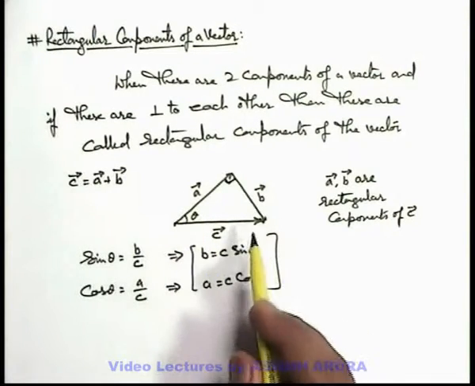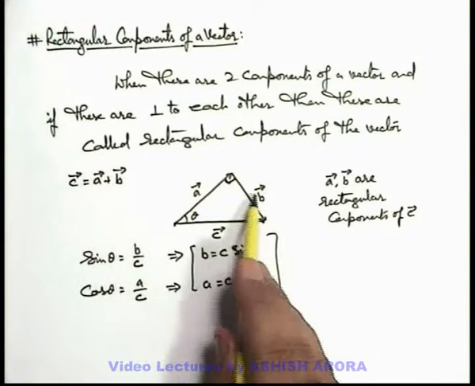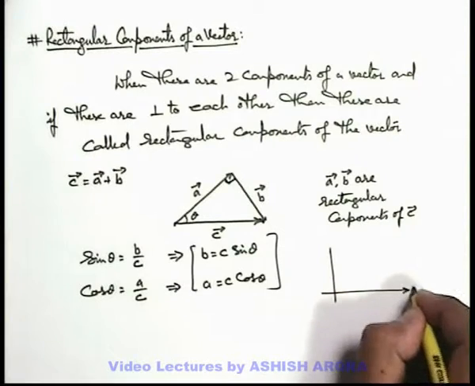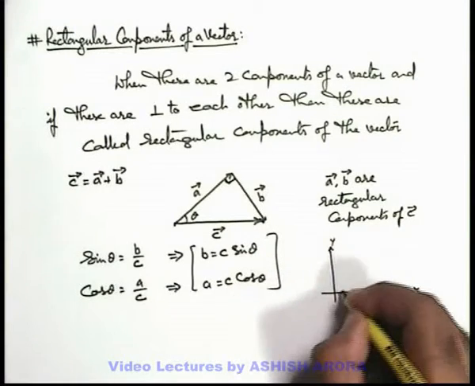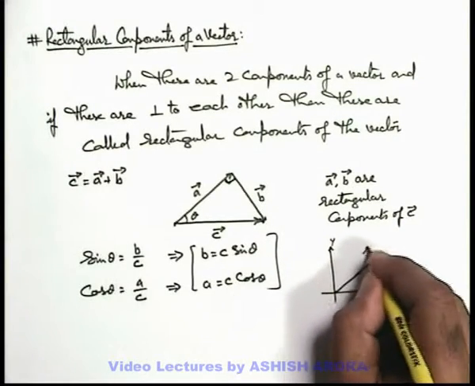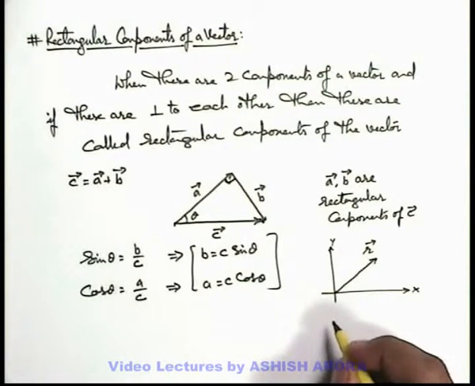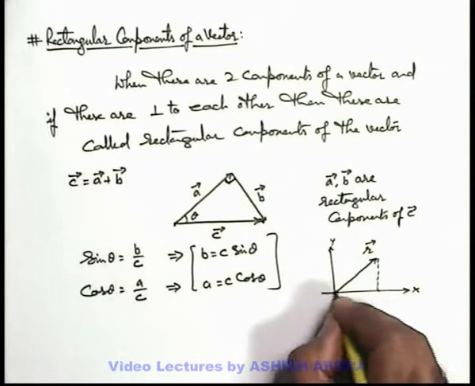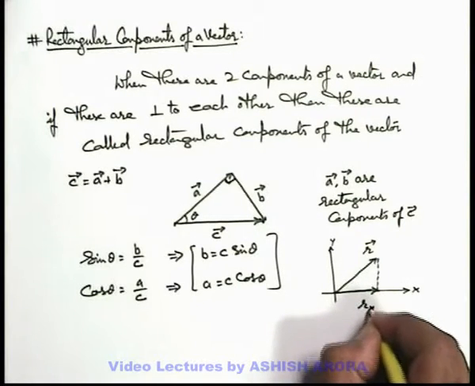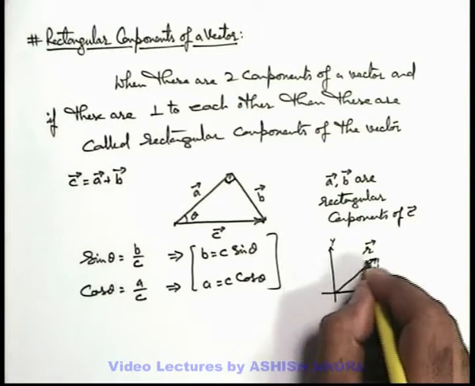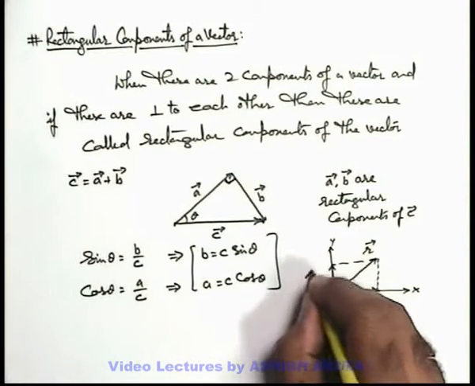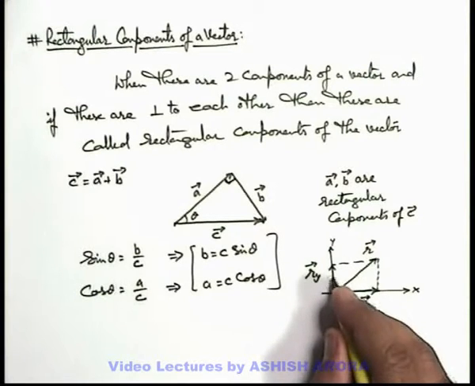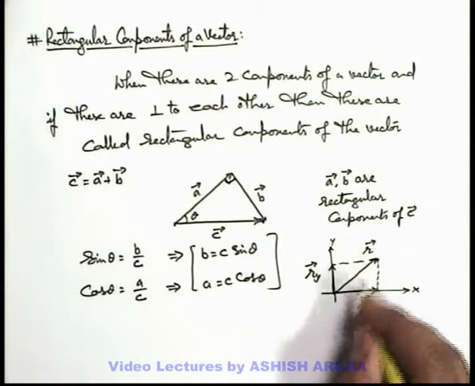We can also resolve any vector into two perpendicular components. Like in the normal coordinate system, say we have x and y axes, and we have a vector r. This vector r can be resolved into two perpendicular components. One is along the x-axis, which is written as rx. The other is along the y-axis, which we write as ry. The sum of rx and ry gives the main vector r.